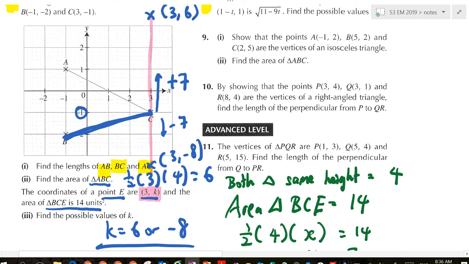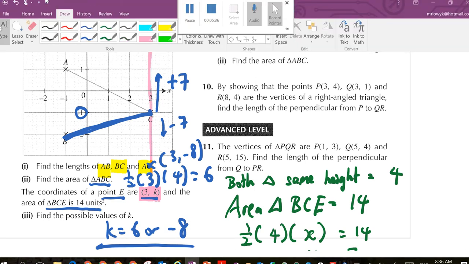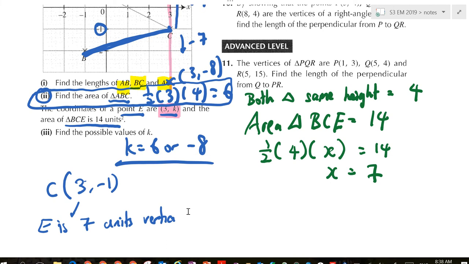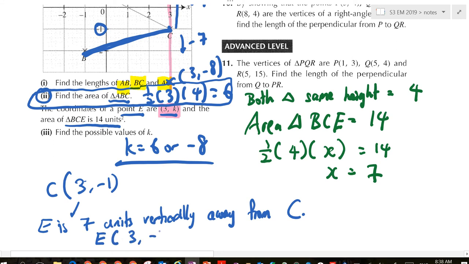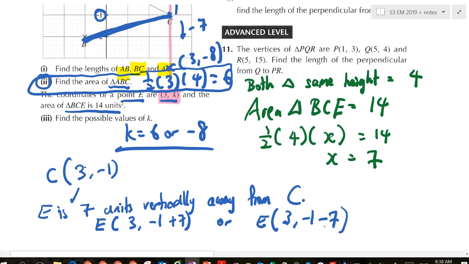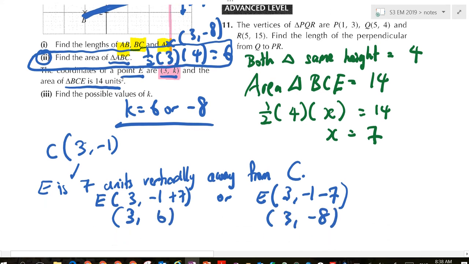Do you follow? Okay, I pause the video here to take down what you need. I'm helping you to do the homework. So C is (3, negative 1). E is 7 units vertically away from what? From C, right? So therefore, E can be (3, minus 1 plus 7), or E can be (3, minus 1 minus 7). Then you have (3, 6) and (3, negative 8). Then k is equals to 6 or negative 8. Is that okay? Like you write down, then you can explain.